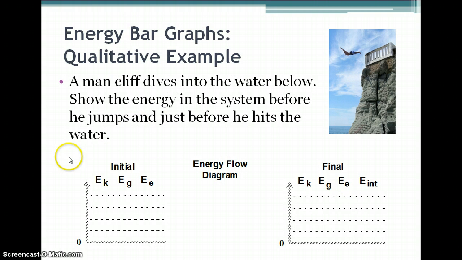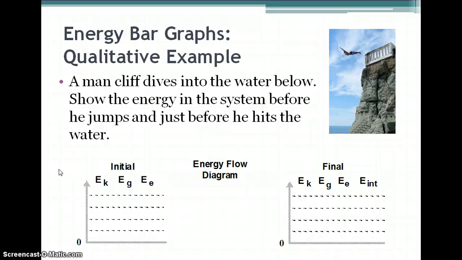Okay, here's a couple examples to show you how these work. Let's say we have a cliff diver. Looks like fun. Seems like a really bad idea. You're going to show the energy before he jumps and just before he hits the water. The really important thing on these is you have to look at the problem and see when they start and when they end the problem, because they could give you this problem and say that the problem ends when he's halfway down from his dive. That would be a different ending to the problem, so you would have different bar graphs.